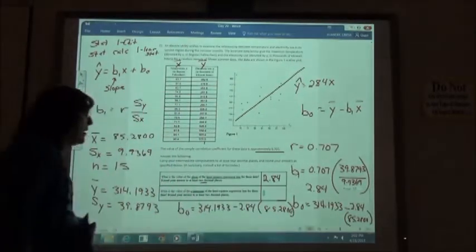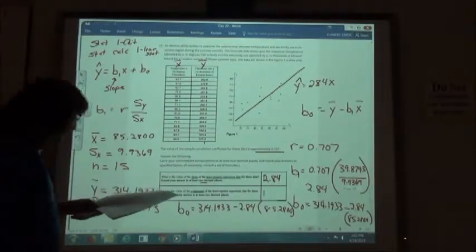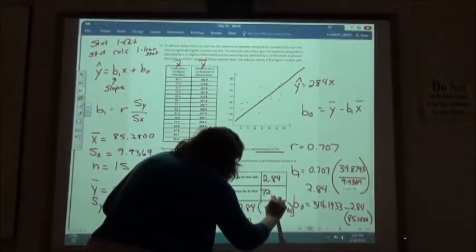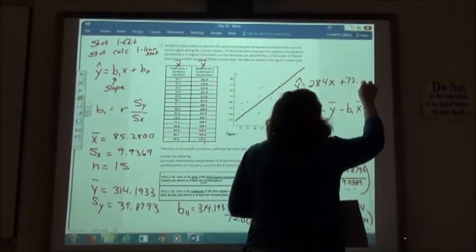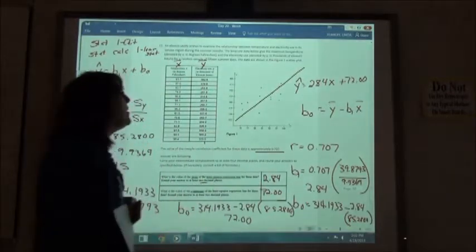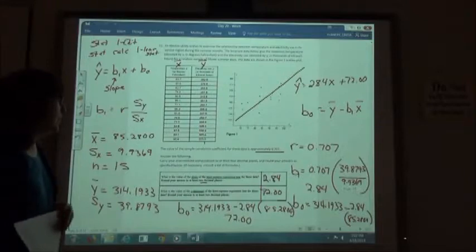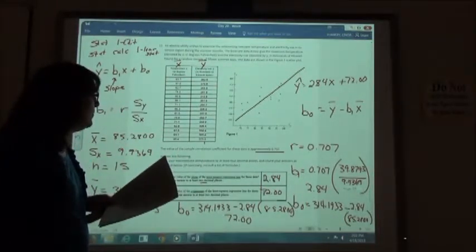You could put that in your regular calculator or use your calculator. But the mean of y minus the 2.84, which was your slope, times the mean of x. When you put that into your calculator, you should get 72.00. That means that on the end of my equation, I would have that, and that would be my line of best fit. Or the equation of my line of best fit looks something like that.